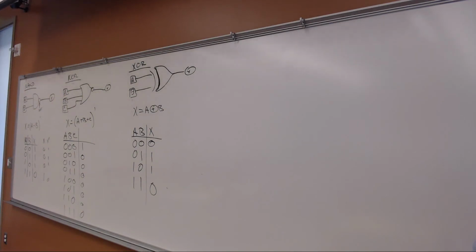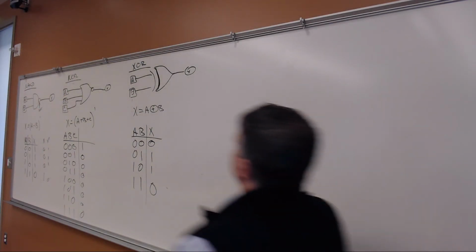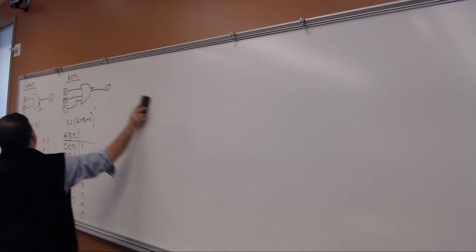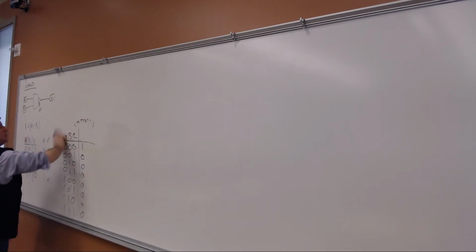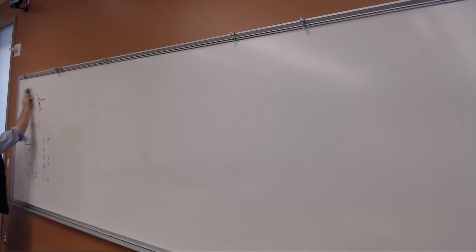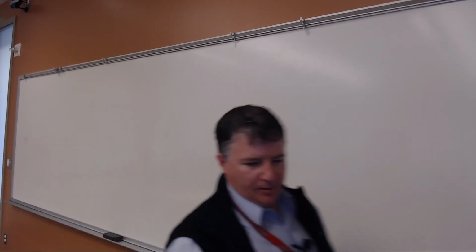So let's make a combination circuit. We're just going to make a simple combination circuit. Whenever we do that, we're going to do the truth table, which tells us what the purpose of that particular circuit is. So I actually have one made up here somewhere that I'd like to use.